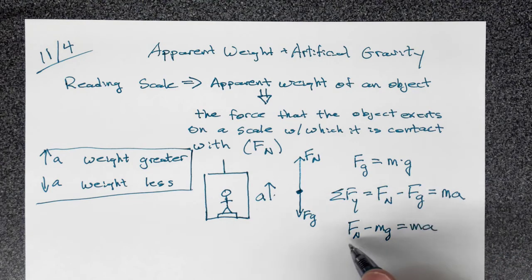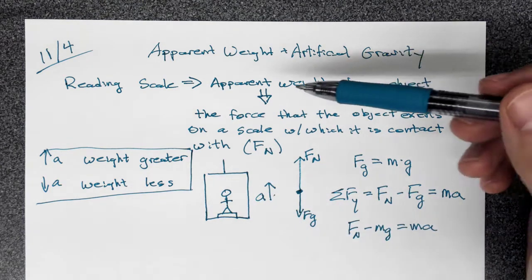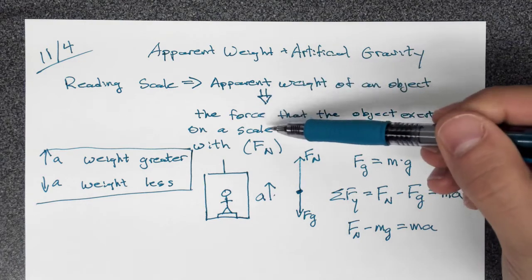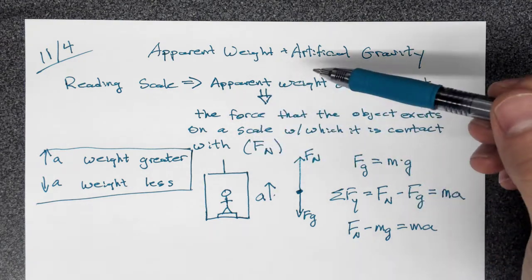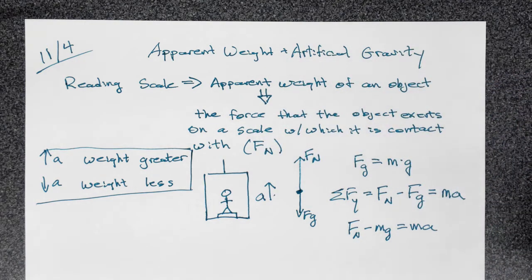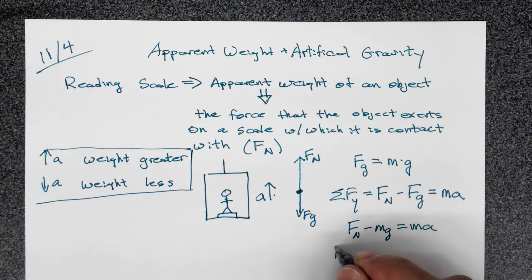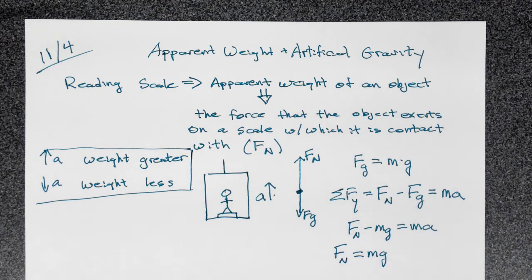And then from there, we know that by definition the force that the object exerts on a scale with which it is in contact is the normal force, or what we call the apparent weight. You'll see that the normal force, the contact force, is actually greater. You are in more contact with the surface if you are accelerating up.